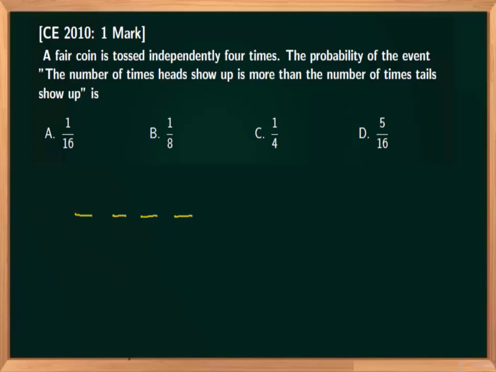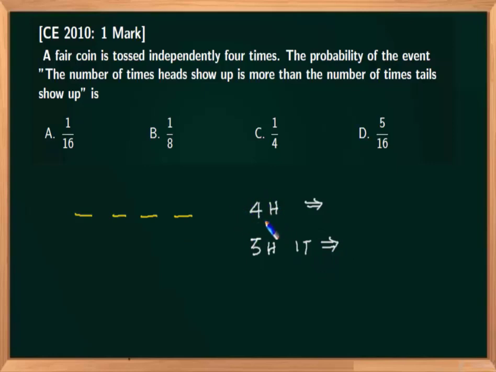Now I've got two options to make sure that the number of heads showing up is more than the number of tails. I can have either 4 heads, or else I can have 3 heads and a tail. So I need to find the probability of either 4 heads or the probability of having 3 heads.